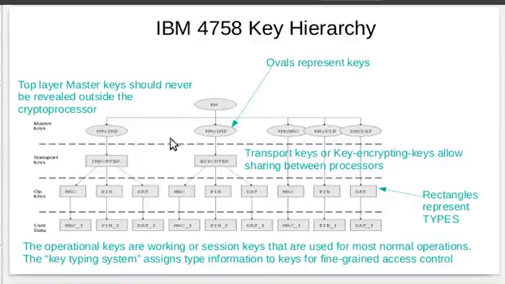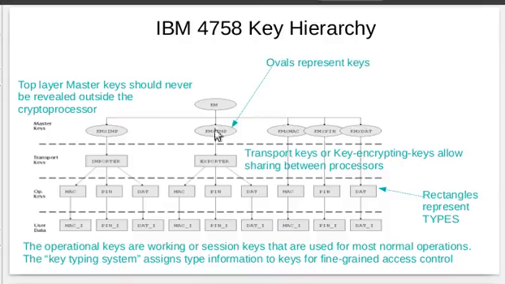The very top level ones are the master keys that should never leave the crypto processor, that should stay inside the crypto processor once they're in. And then below that are maybe less strong keys, I guess you could say. They're things like transport keys, or in the IBM system, called key encryption keys, that allow sharing between processors.